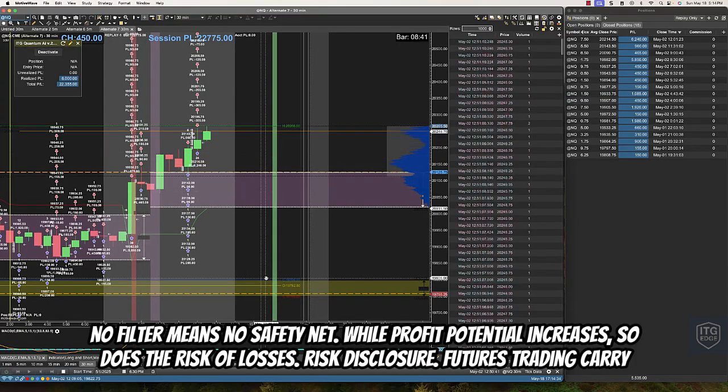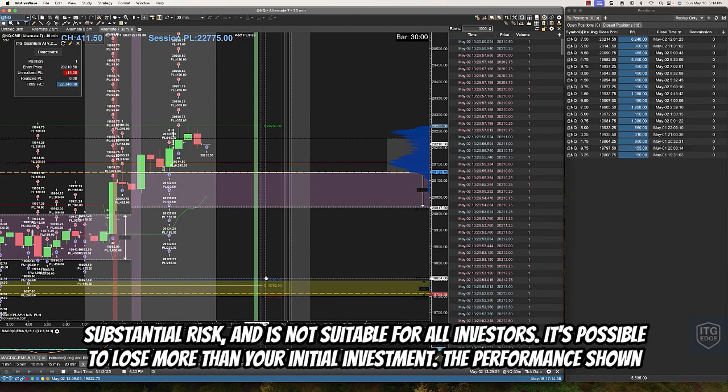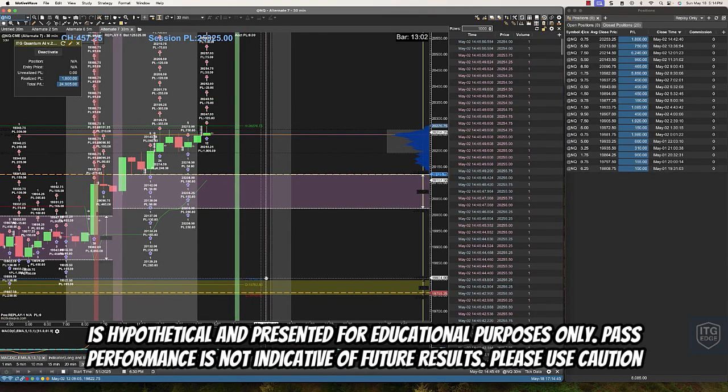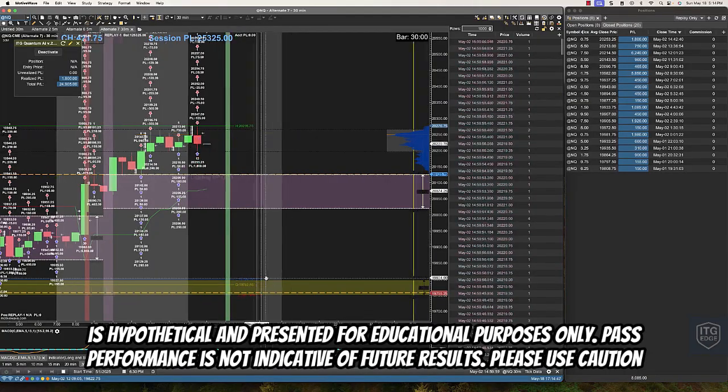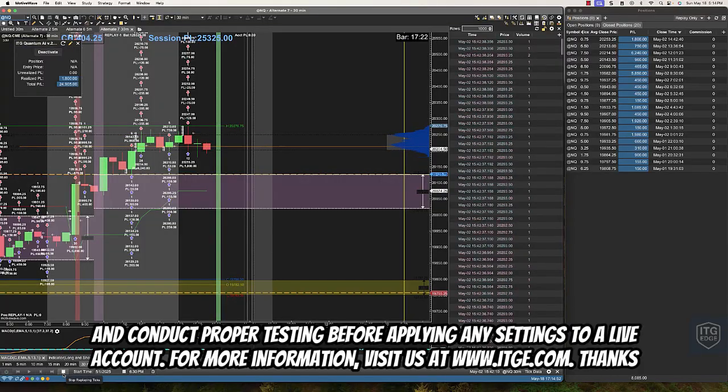Risk disclosure. Futures trading carries substantial risk and is not suitable for all investors. It's possible to lose more than your initial investment. The performance shown is hypothetical and presented for educational purposes only. Past performance is not indicative of future results. Please use caution and conduct proper testing before applying any settings to a live account.